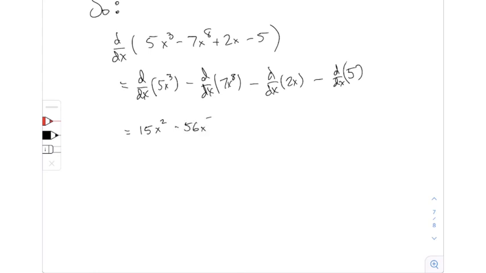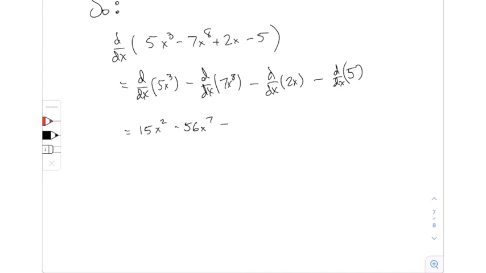Okay, what's the next one? 56x to the 7, I think is exactly what he said. These are hard multiplications to do. Yeah, you multiply, the 8 comes down, multiplies by the 7, and then the exponent decreases. I think 7 times 8 is 56. I think that's right. I'm no expert in 7 times 8. But, what about this one?